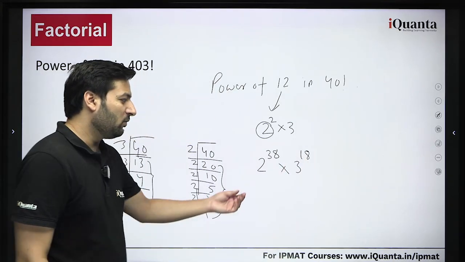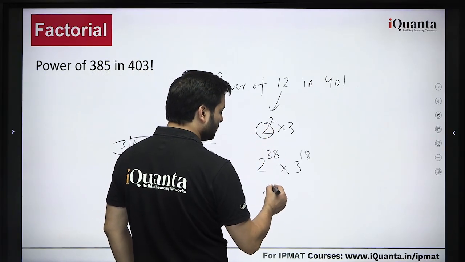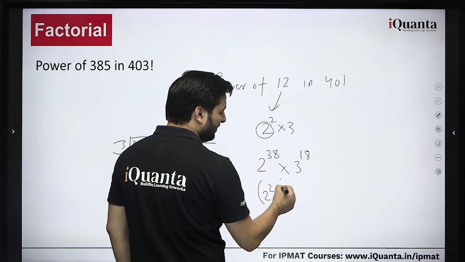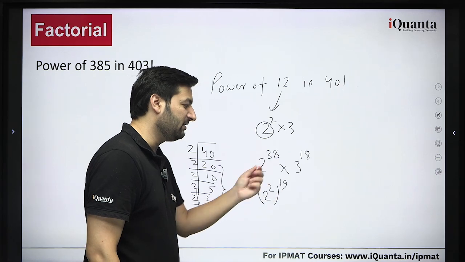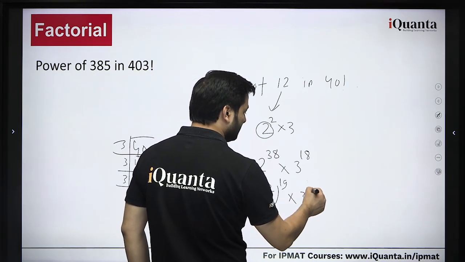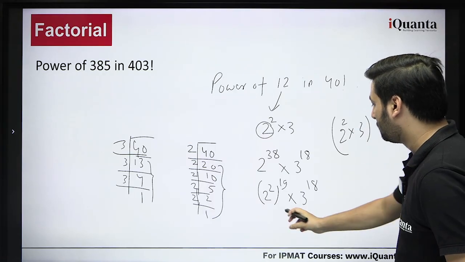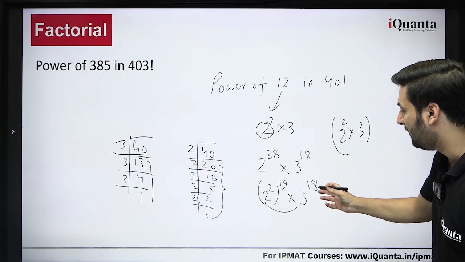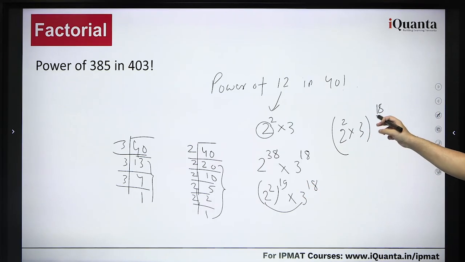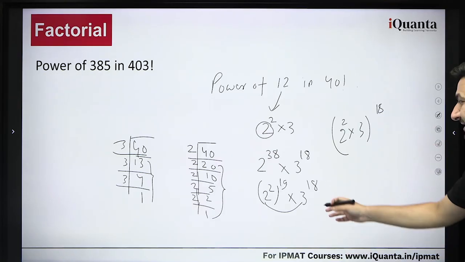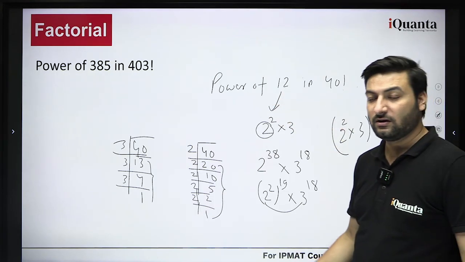Now, see, what is the power of 2? 38, but we need the power of 2 square. So the power of 2 square that you can give is maximum 19, because the maximum power available for 2 is 38. If 2 square is inside, we need 19 outside, and the power of 3 is 18. You actually need 2 square into 3, so what is the maximum power you can give, 18 or 19? Obviously 18, not 19, because if you give 19 over here, the power of 3 is going to become 19, which is not possible. The maximum power of 3 possible is 18, and that is why the answer is 18 if they ask you the power of 12 in 40 factorial. I hope it is clear.